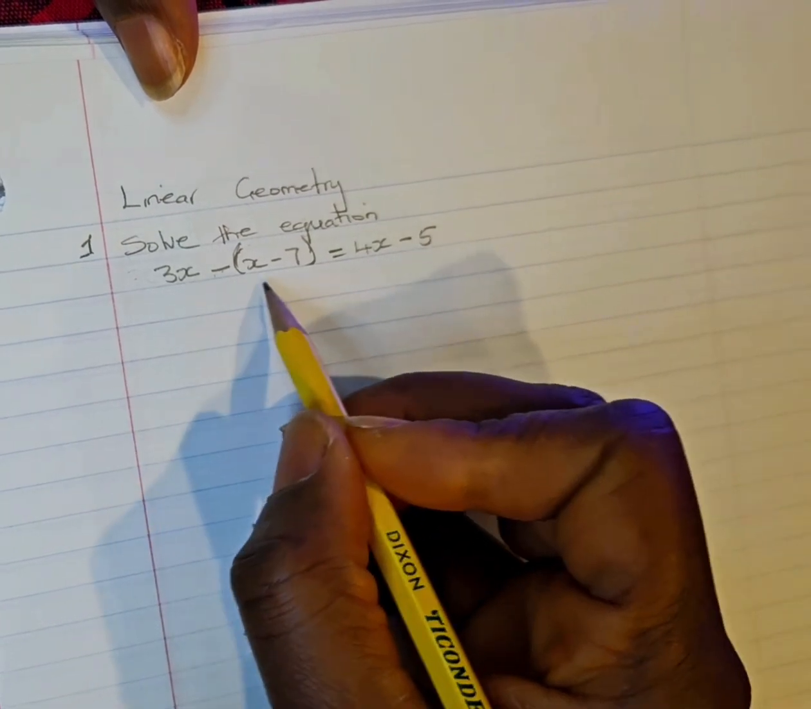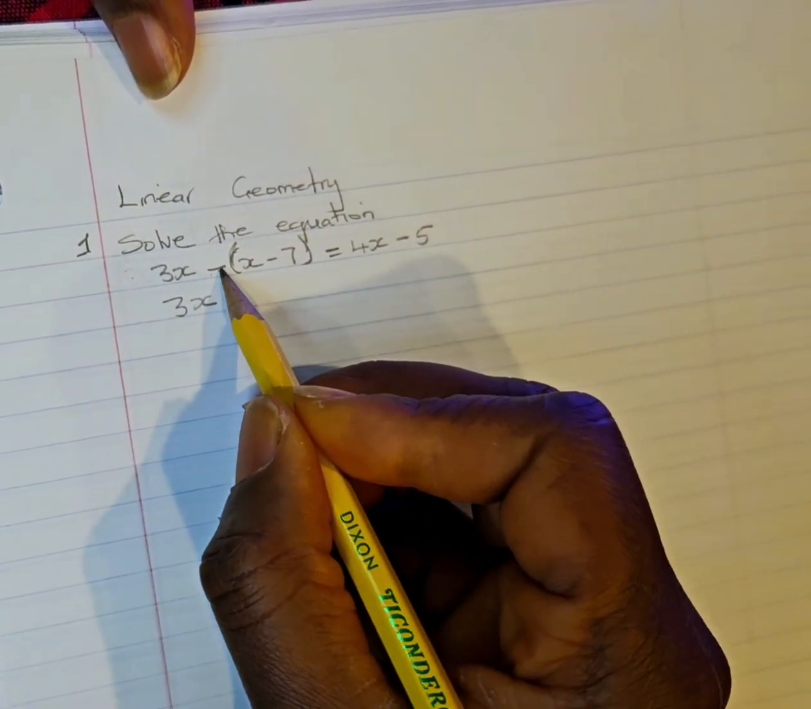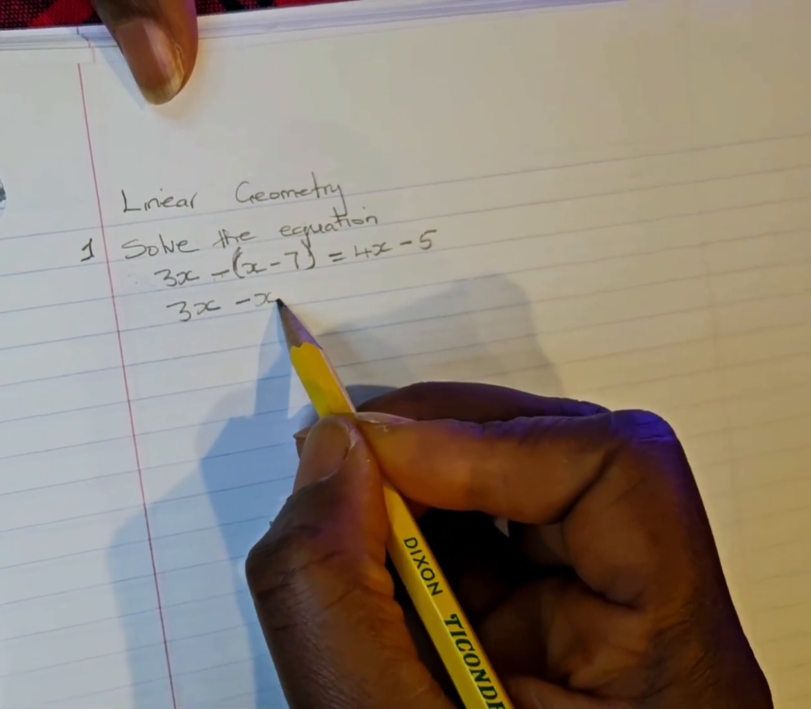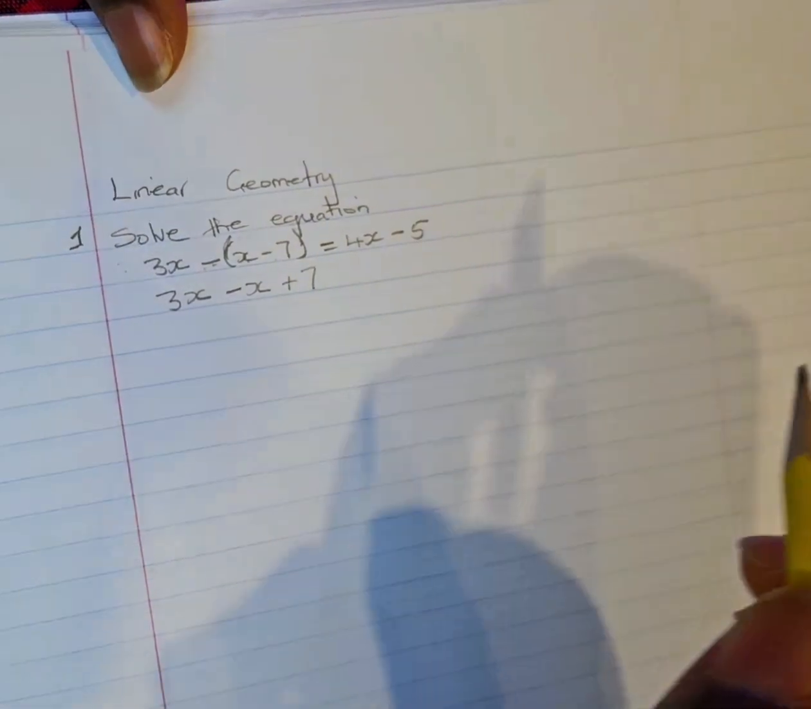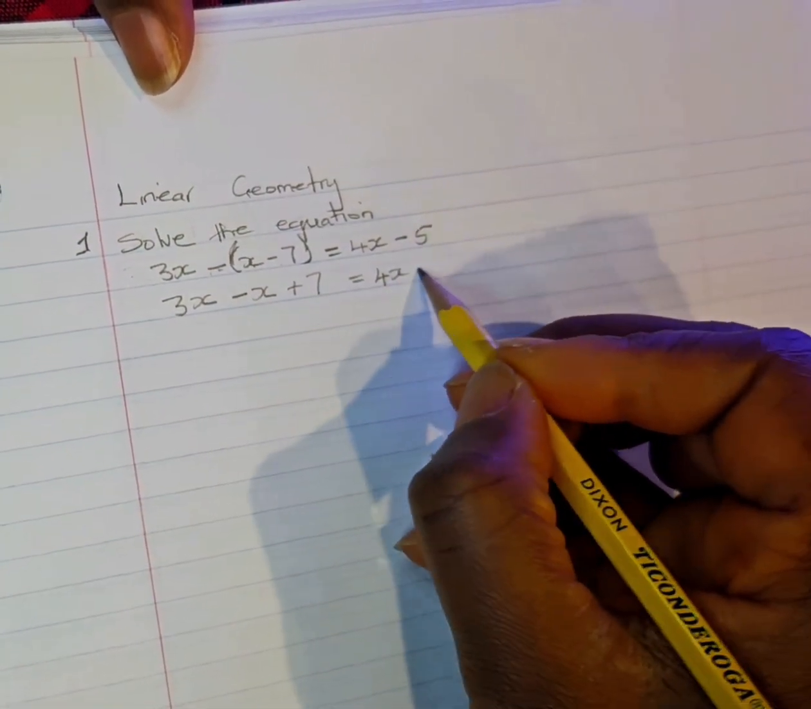So that is going to be 3x, minus times this x is minus x. Minus times minus is plus 7, equals 4x minus 5.